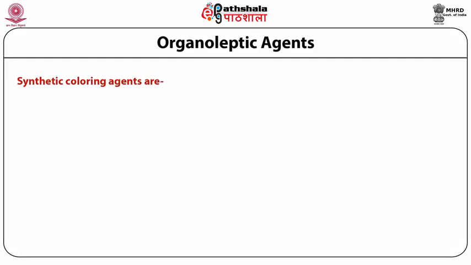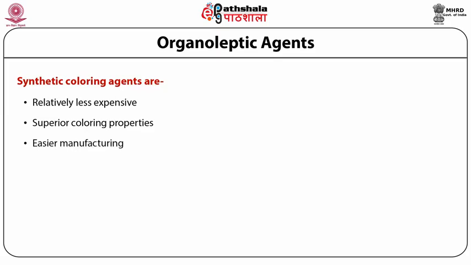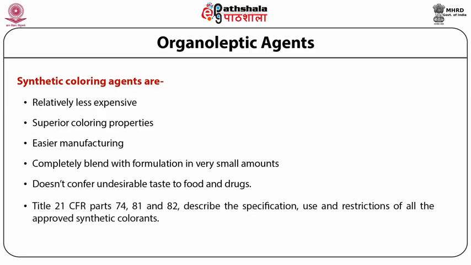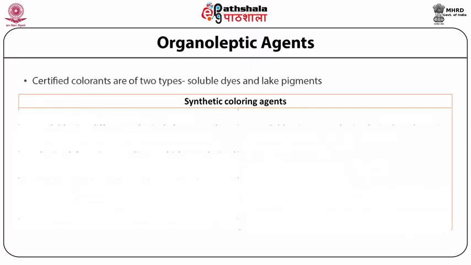Synthetic coloring agents are relatively less expensive with superior coloring properties. They are easy to manufacture and blend completely with the formulation in very small amounts. They do not confer undesirable taste to food and drugs. Title 21 CFR Parts 74, 81 and 82 describe the specification, use and restrictions of all the approved synthetic colorants. Certified colorants are of two types, soluble dyes and lake pigments.